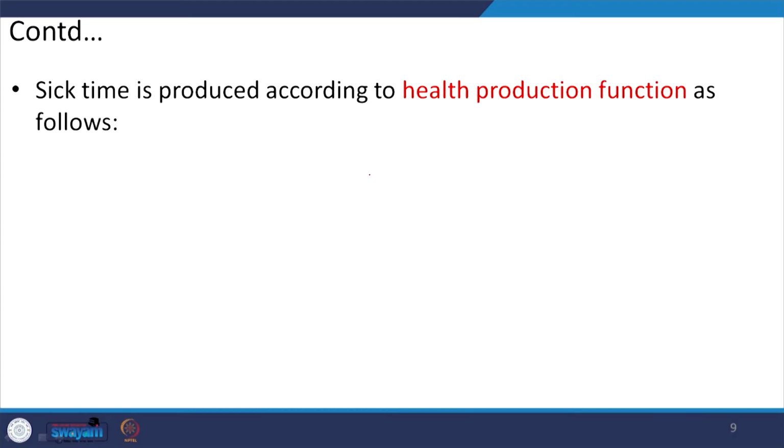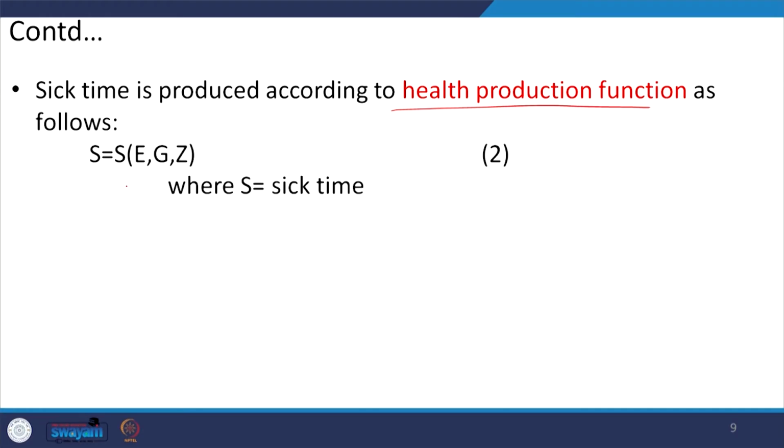Based on this understanding, this sick time, or how many times the person is falling sick, can be produced according to a health production function. If you have to express this sick time in terms of the health production function, then we can say this sick time S is a function of E, G and Z.